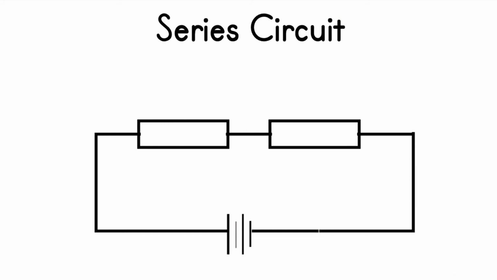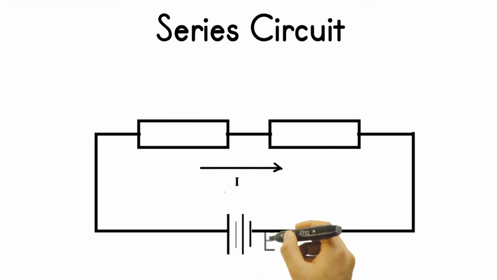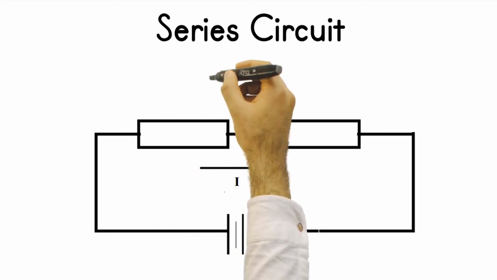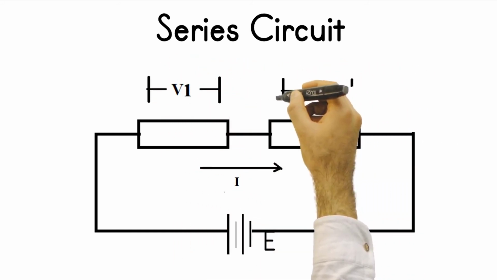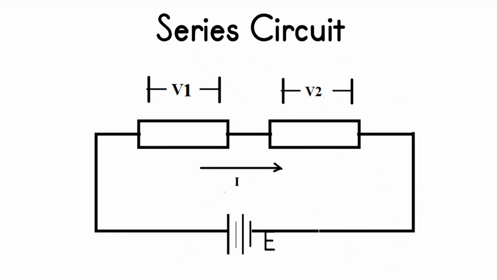A series circuit is a circuit connection, in which two or more circuit elements are connected point to point to allow a single current path. The current, I, would be the same in all parts of the circuit. The supply voltage, E, is equal to the sum of the individual voltages, V1 and V2.